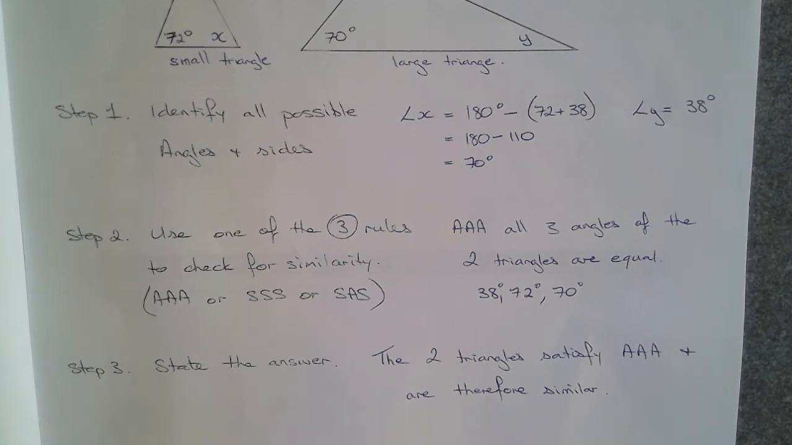In step 2, use one of the three rules to check for similarity. Because we're looking at angles, we're going to use the angle rule. All three angles of the two triangles are equal. The three angles are 38 degrees, 72 degrees and 70 degrees. Therefore, when we state our answer, the two triangles satisfy the AAA rule and are therefore similar.